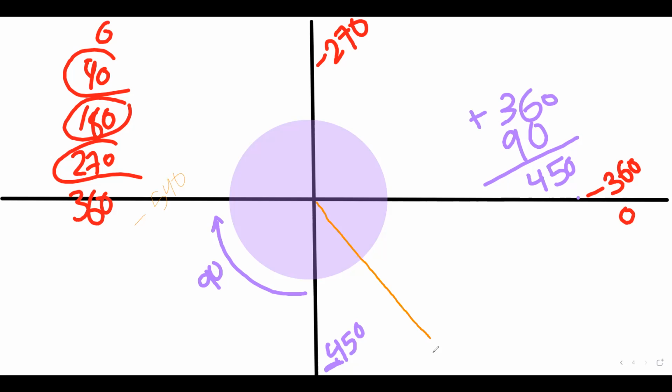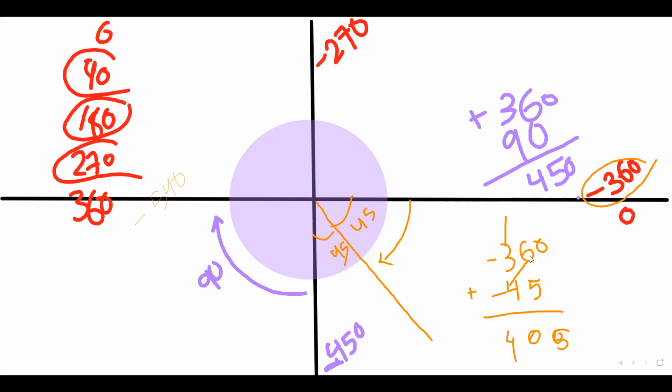I told you that the angle that cuts the quadrant into two equal halves has 45 from any axis. So here we have negative 360. Continue the rotation with 45. So negative 360 plus negative 45. Why negative? Because I'm moving clockwise. You will get 405, but negative, because I'm moving clockwise.